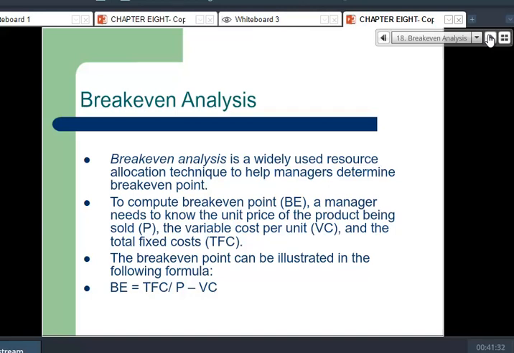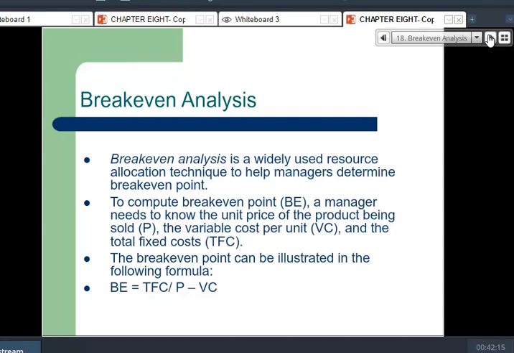Another tool to predict and schedule the tasks is called break-even analysis. Break-even analysis is a widely used resource allocation technique to help managers determine the break-even point. To compute the break-even point, which is BE, a manager needs to know the unit price of the product being sold, which we represent as P. So P means here the unit price. The variable cost we represent as VC.